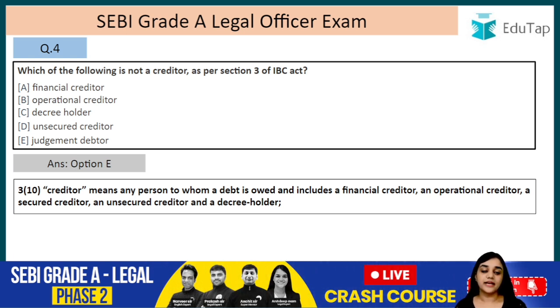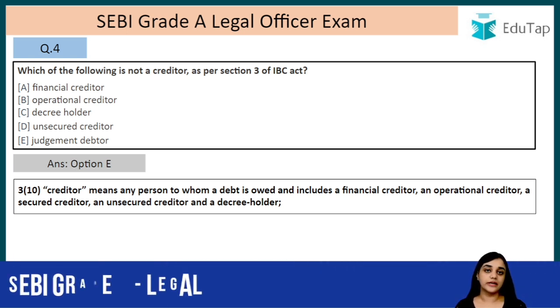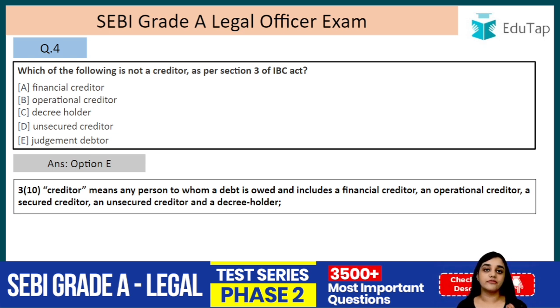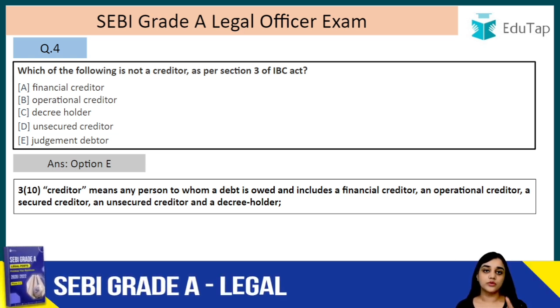Now you should understand the difference between a financial creditor and an operational creditor, right? So in the same example, where A Limited applied for a loan from the bank, here the bank was a financial creditor. Why? Because it gave you credit directly. So it was a financial creditor.